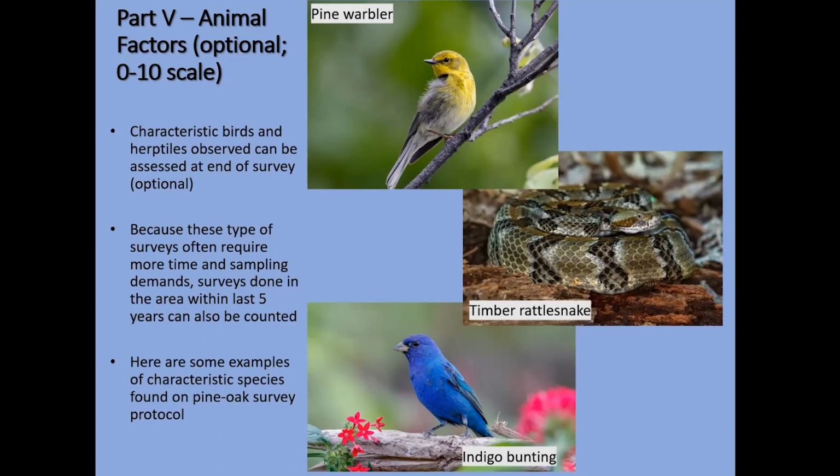However, if, for instance, you're walking through the woods doing the survey and you run into a timber rattlesnake, you can mark it down because it is going to show a higher quality site. If there's any kind of more intensive monitoring completed within the last 5 years, so these would be things like herpetile surveys, bird point data, things of that nature, this data can be used to complete this portion of the survey. So some examples of what would be included on the pine oak survey would be pine warblers, my favorite, timber rattlesnake, and indigo buntings.